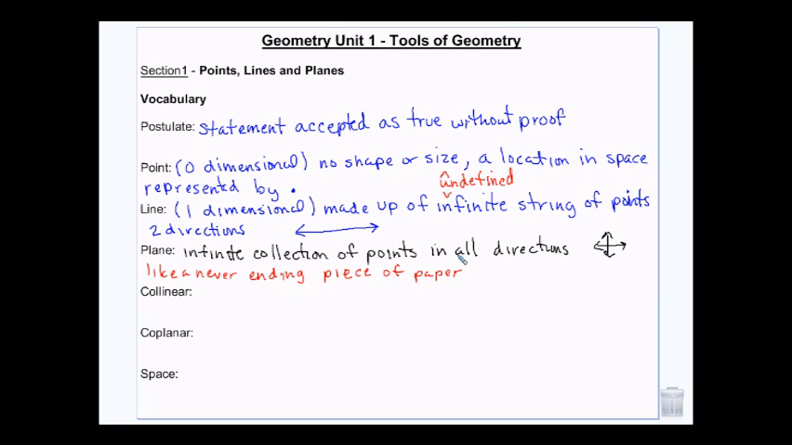Okay. All right. A plane is another collection of points, except instead of just going in 2 directions and making a string that goes on forever, a plane is like a piece of paper. It's flat, but it goes on forever and ever. If you could take a piece of paper and extend it out in every direction, it just kept getting bigger and bigger and it would never end. That's what a plane is. It's flat though, completely flat. A plane is 2-dimensional.